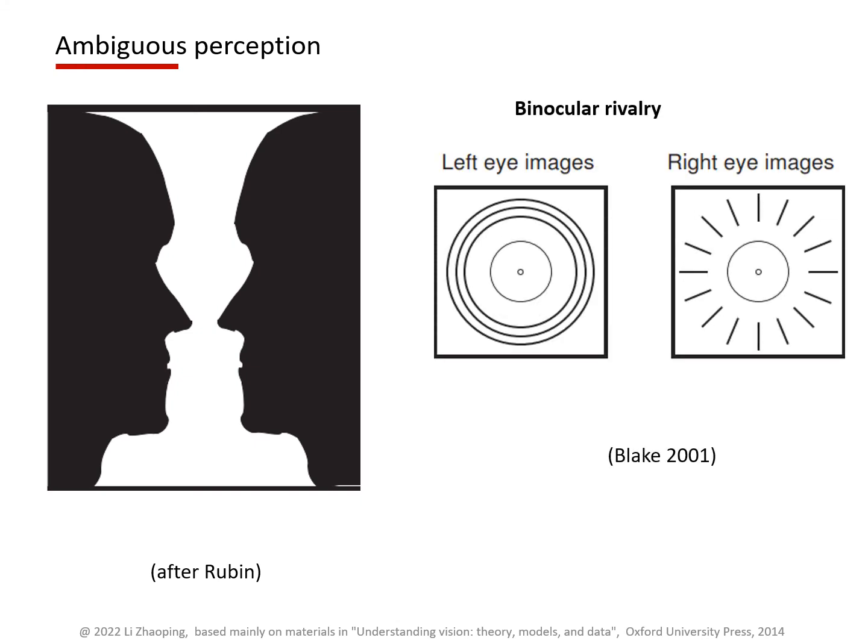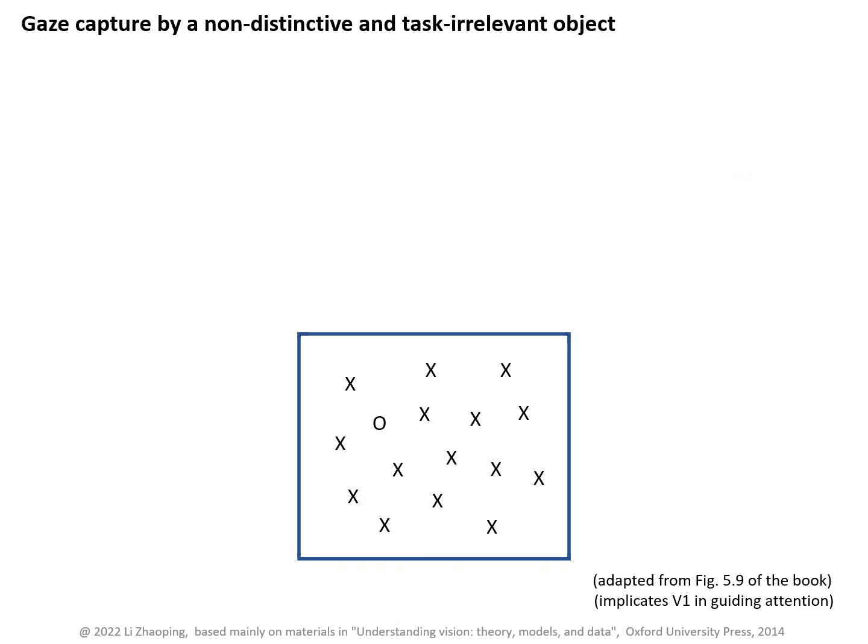Binocular rivalry is another example of ambiguous perception. When 2 unrelated images are shown to the 2 different eyes, the perception often alternates in time between these 2 images. If you ask an observer to look for a letter O among many letters X, it's easy and the observer's gaze will typically go directly to the target letter O.